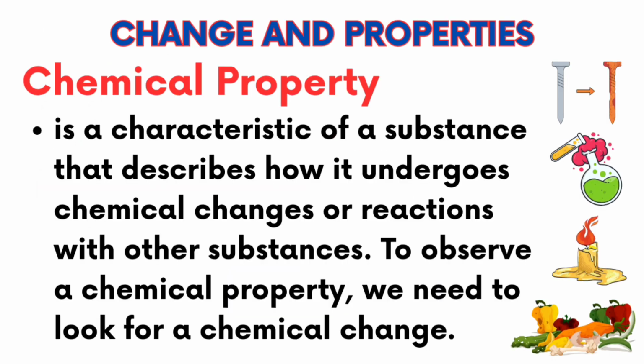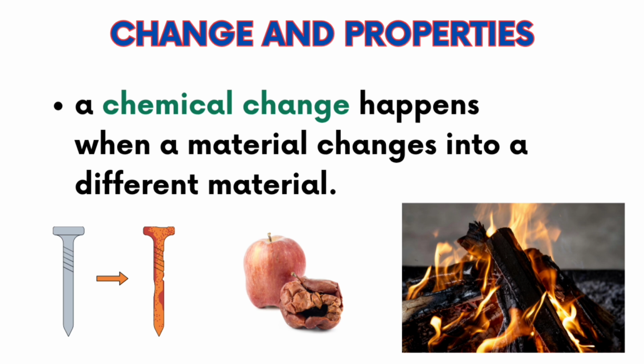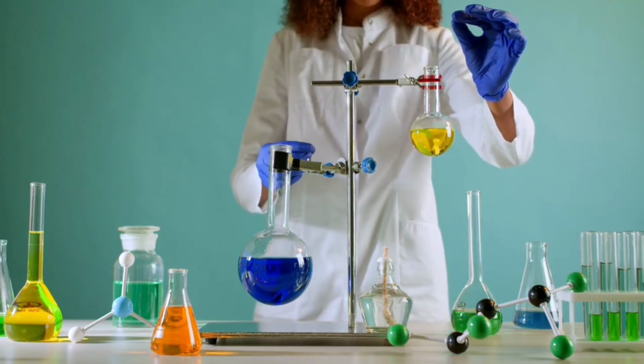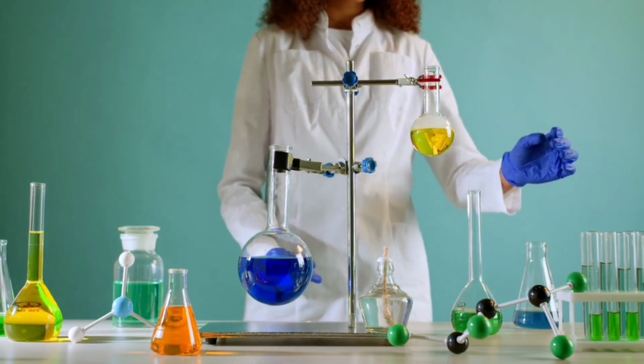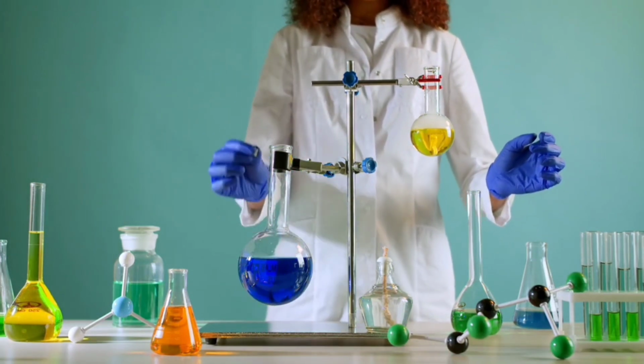Change and properties. A chemical property is a characteristic of a substance that describes how it undergoes chemical changes or reactions with other substances. To observe a chemical property, we need to look for a chemical change. A chemical change happens when a material changes into a different material. Let's perform some activities to learn more about the chemical properties of materials.